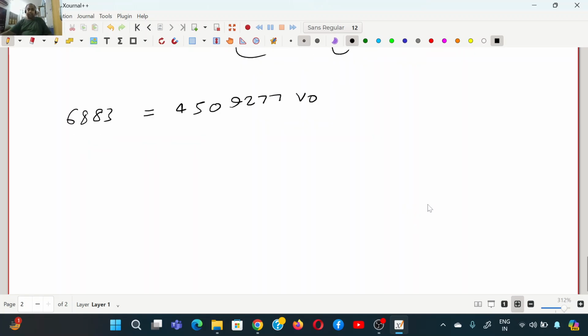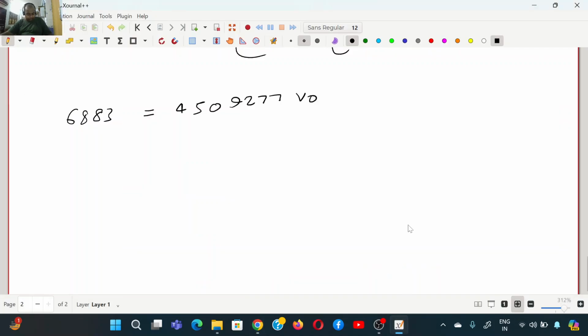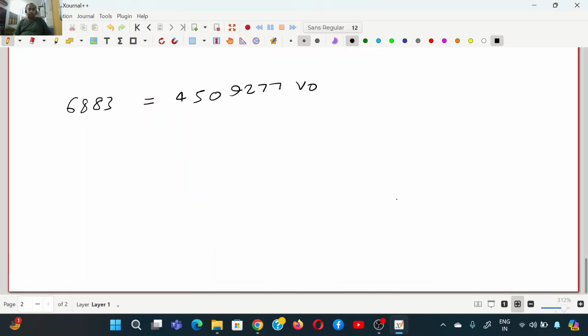So they have asked you to calculate V naught in millimeter per second, right? So V naught I'm getting as 1.5 times 10 to the power minus 3 meter per second, or 1.5 millimeter per second. Because I assume that it is millimeter.